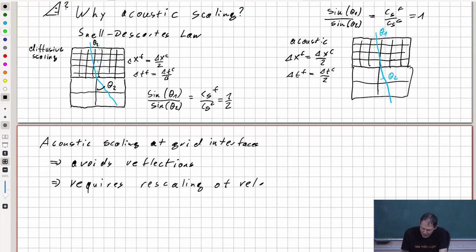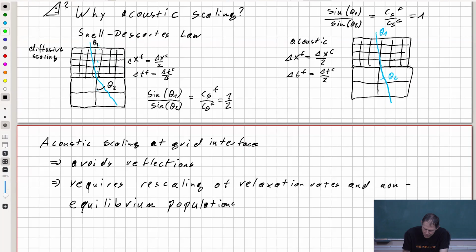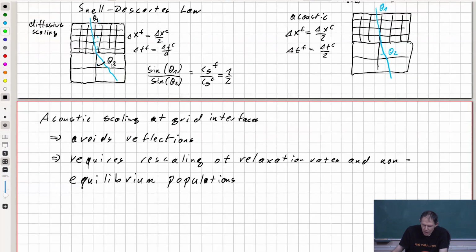So first of all, relaxation rates, and non-equilibrium populations. Okay, so how does the relaxation rate rescaling look like?